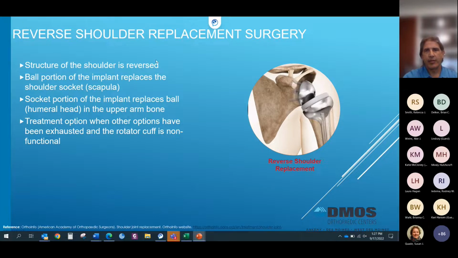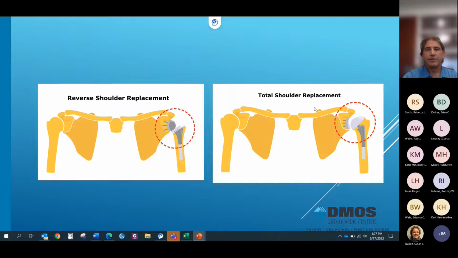I'm going to try to use my mouse sometimes to point to things, but now the ball is on the socket side and the socket is on the ball side. So that's why it's called a reverse shoulder replacement. And when I was in residency, back in like 02 to 07, those were just starting to come out and be successful. So we've got probably about 20 years of really good research on that. And it's been an important part of our armamentarium lately now.